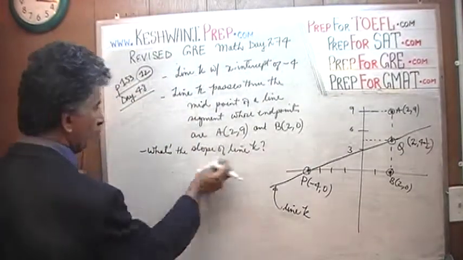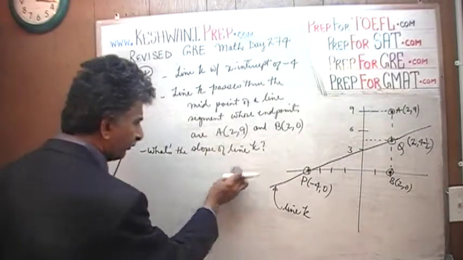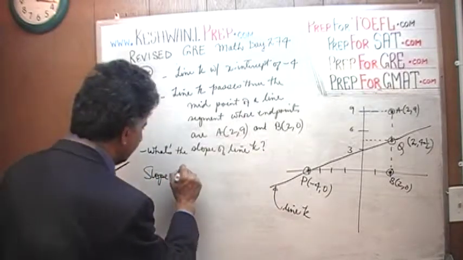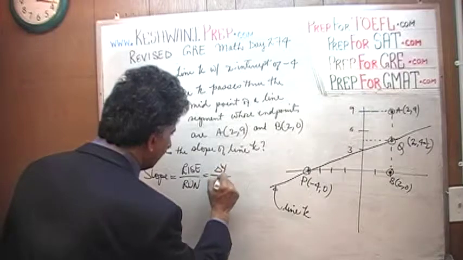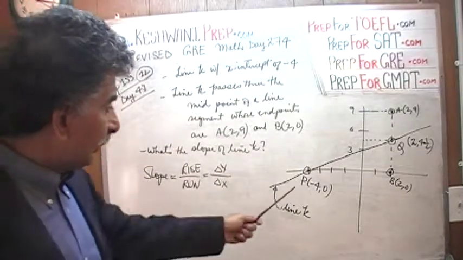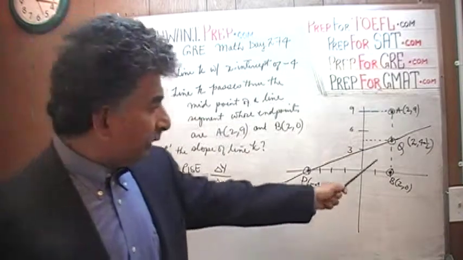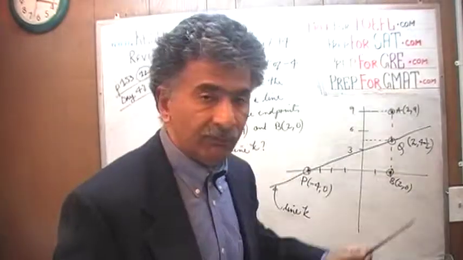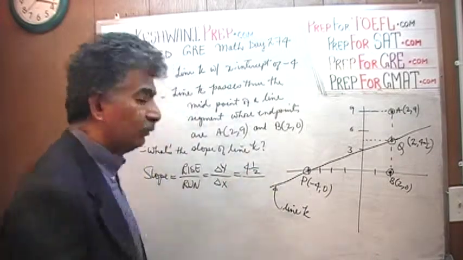Let's do it on the top, or we can continue here. What's the slope of line K? The slope of line K is going to be rise over run, which is the change in y over the change in x. And the question is, what's the change in y coordinates as you go from point P to point Q? Well, point P has a y coordinate of 0. Point Q has a y coordinate of 4.5. So it goes all the way from 0 to 4.5. Therefore the change is 4.5.